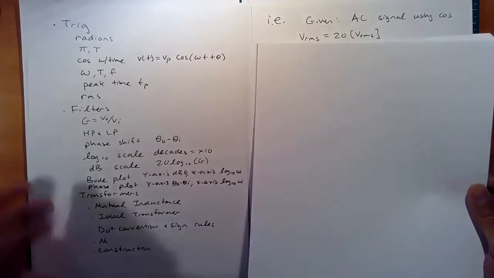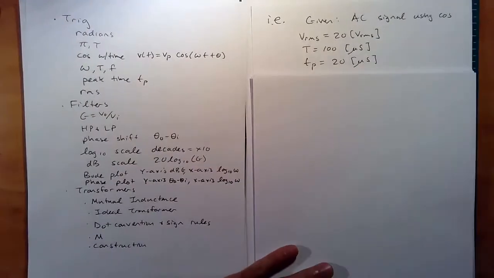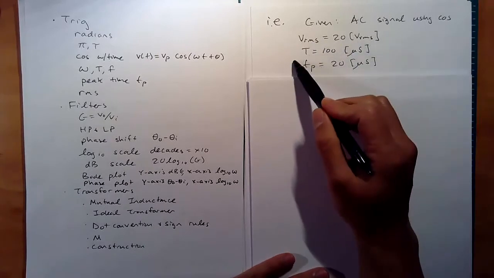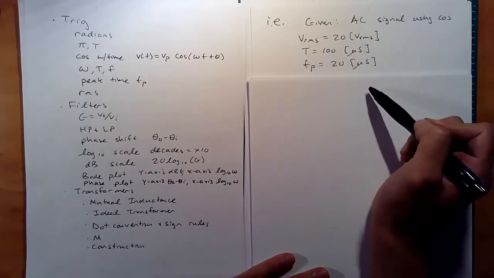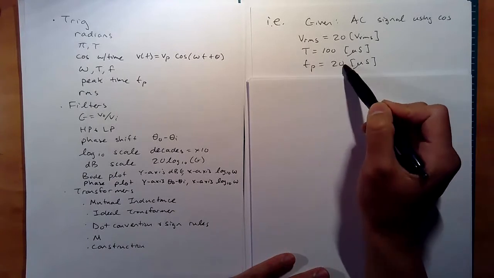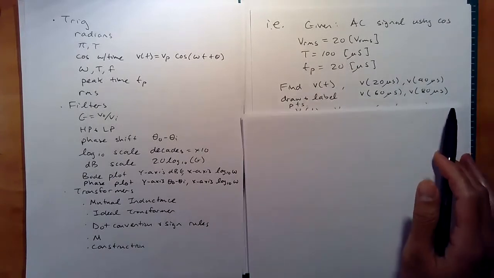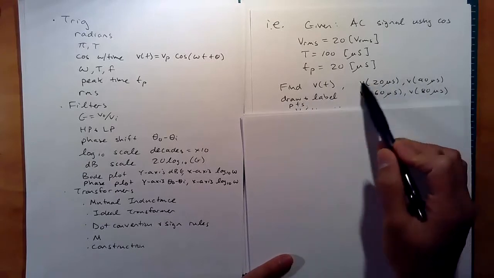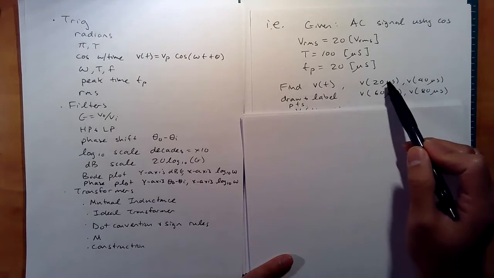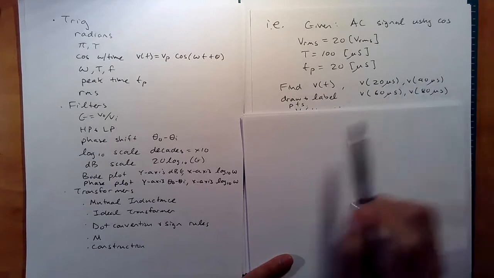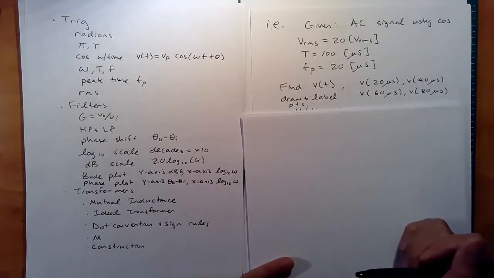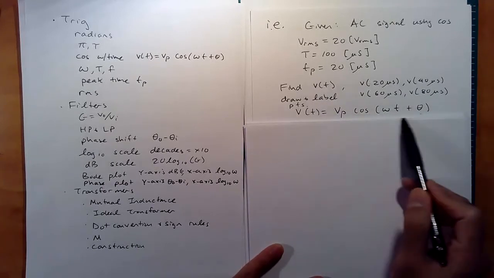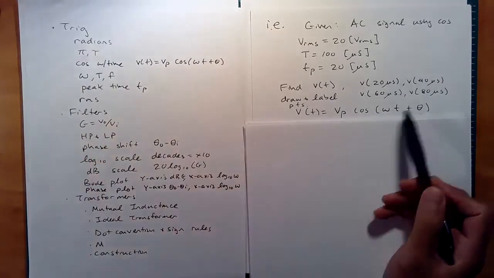Okay, so let's say we're given an AC signal using cosine. They tell us that the RMS voltage is 20 volts. They tell us that the period is 100 microseconds, and they tell us that the peak time is 20 microseconds. And they want us to find V of t, draw and label the points, and they want us to find these values, V at 20, 40, 60, and 80 microseconds. Okay. So if we want to find V of t, well, we got to fill in all these unknowns, right? The VP, the omega, and the theta.